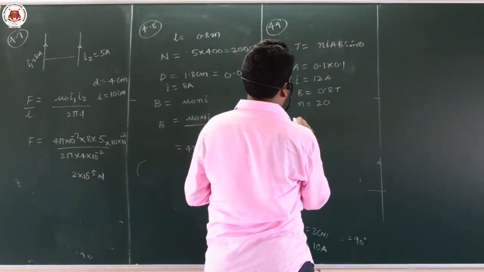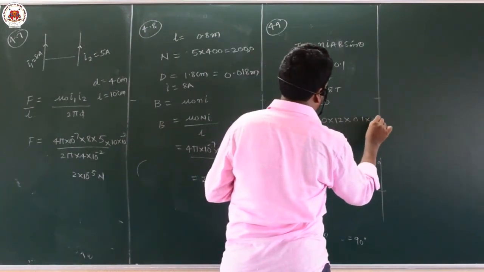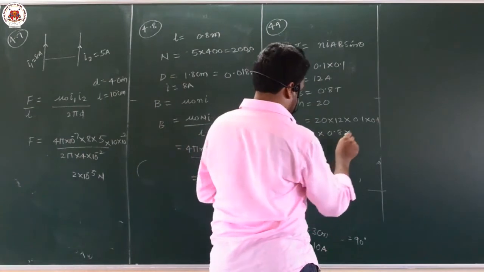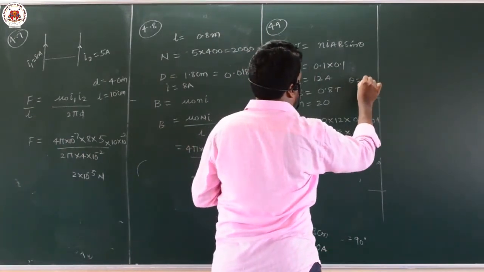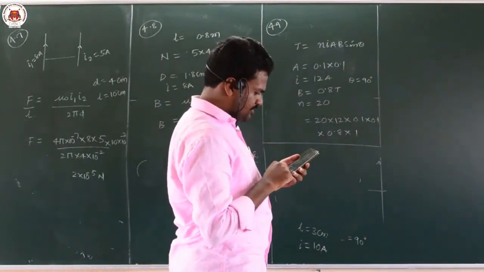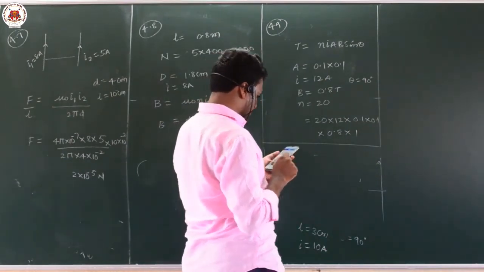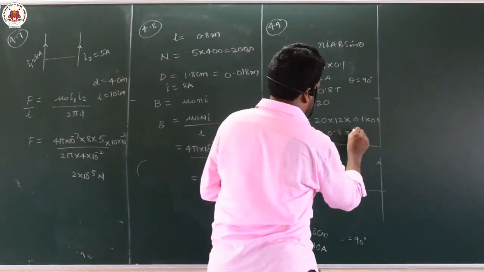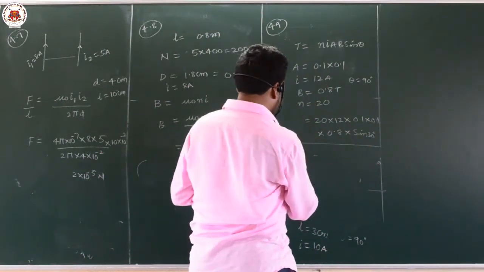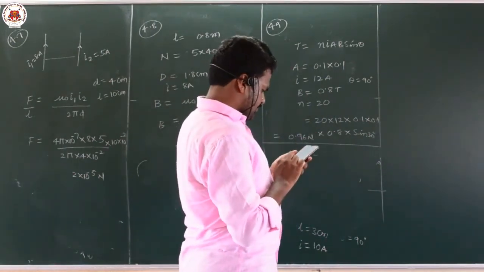So that is N I A B sin theta, 20 into 12 into 0.1 into 0.1 into 0.8 into sin theta. Sin theta is 1 if the angle is 90 degrees. So just solve this, you will get the answer, 0.96 Newton. Sorry, theta is given as 30 degrees, so here you can take sin 30. If you solve this, you will get 0.96 Newton. Next question.